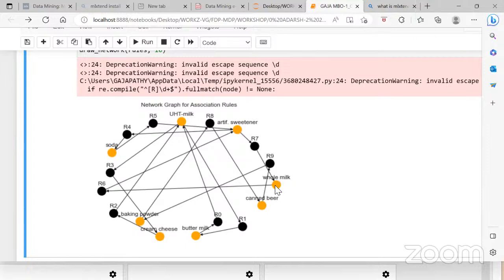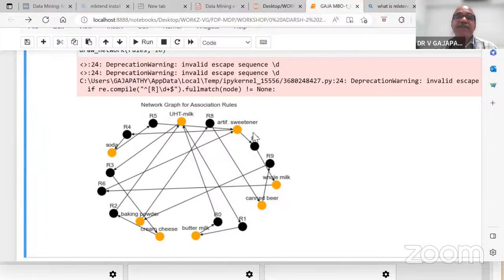Yes, this whole milk is purchased. Before that, what is purchased means R7. Before R7, sweetener is purchased. Therefore, sweetener is purchased, then R7 is purchased, then whole milk is purchased, then R6 is purchased. Like that it is there. A network. That is why it is being called a network, sir.